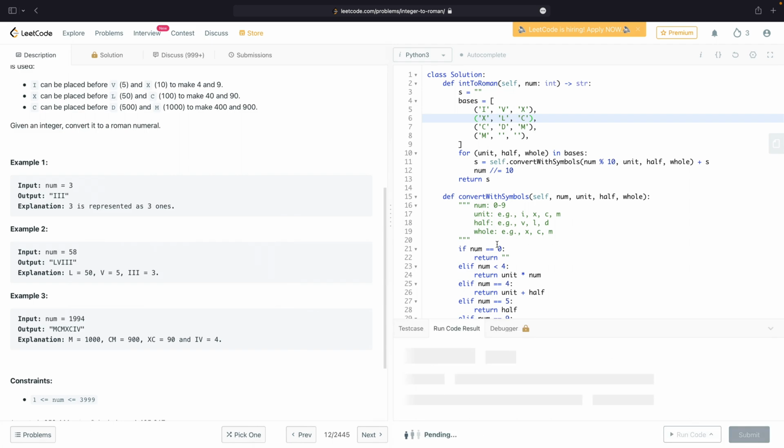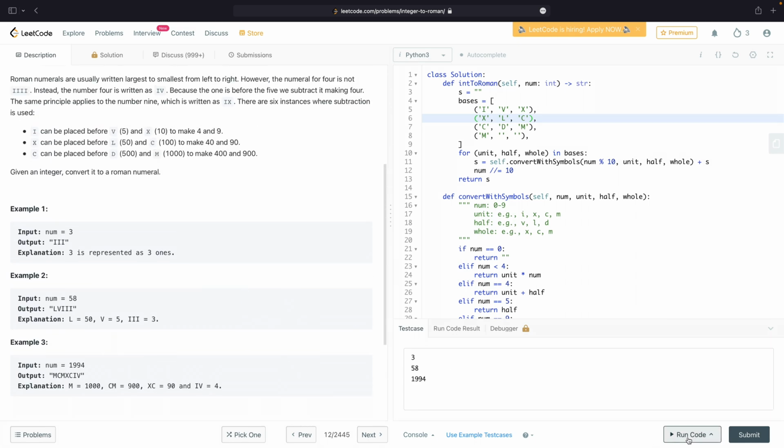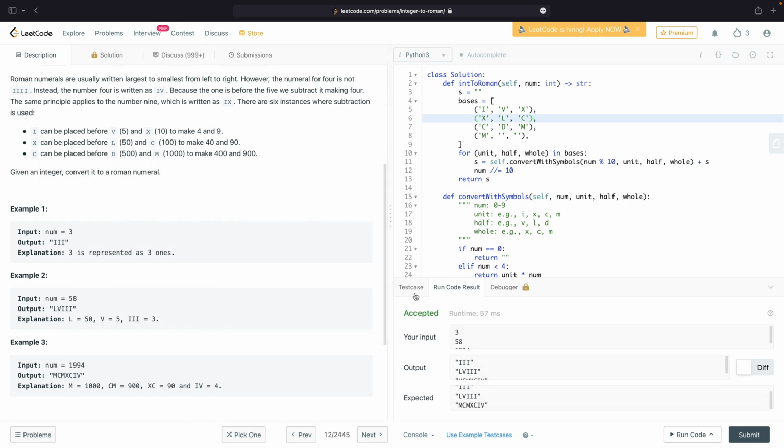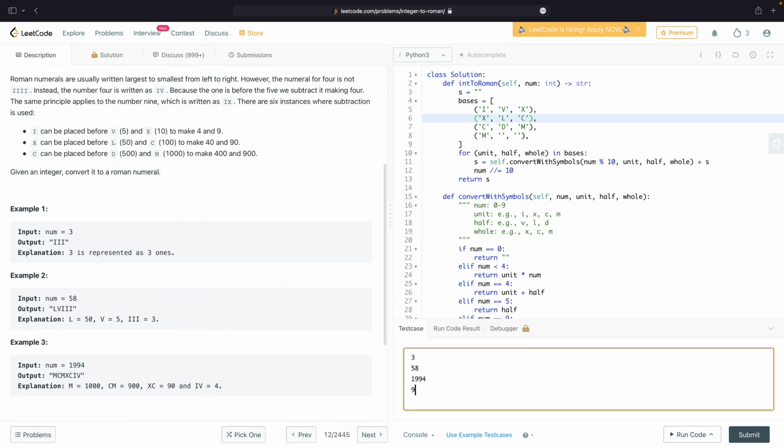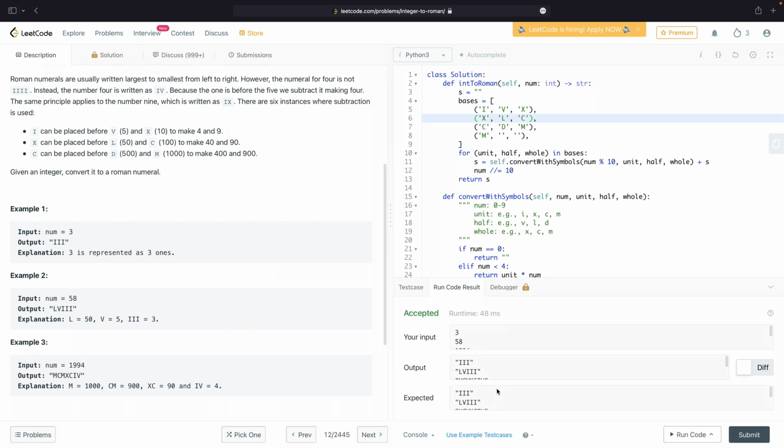So, let's see if I made any typos. Looks good so far. Let's do some more test cases. That all looks good. There's usually tricky cases like, oh, can't be 999. Let's do 999. Let's do 1001. See what those do. They're passing as well. CMXCIX, that's 999, and MI is 1001.